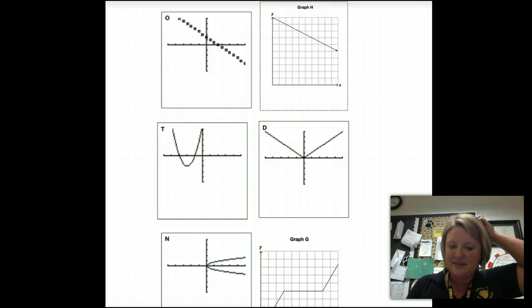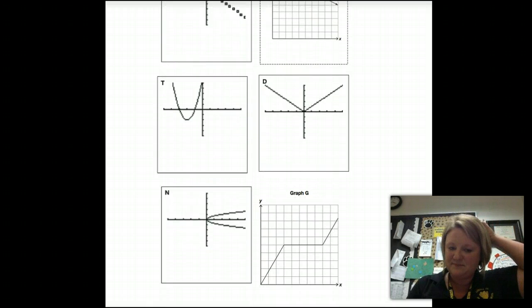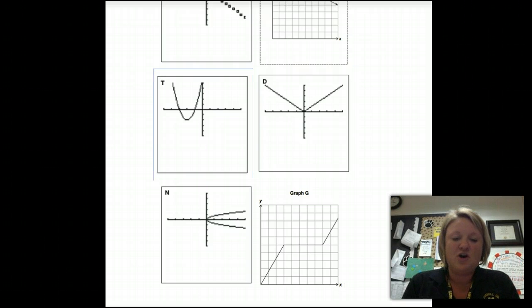We also looked at things that made curves, things that made V's. Curves are called quadratics. They make a U shape, either a regular U or like an umbrella. Those are quadratic functions. And D is an absolute value function. They make V's.